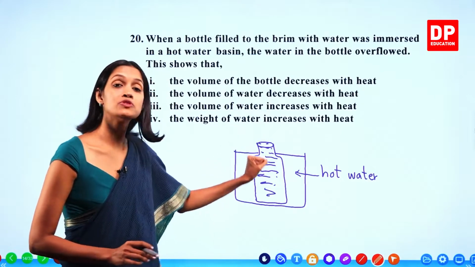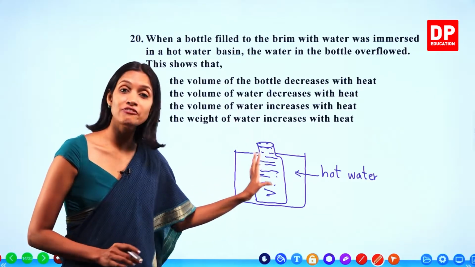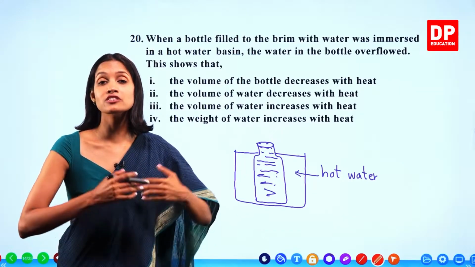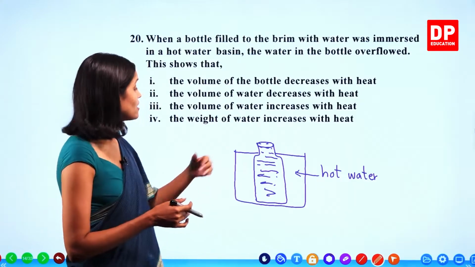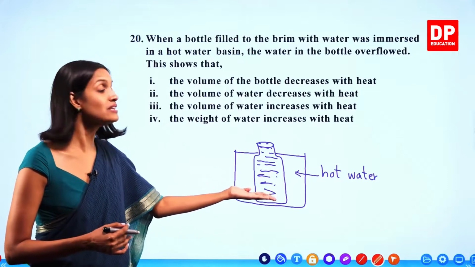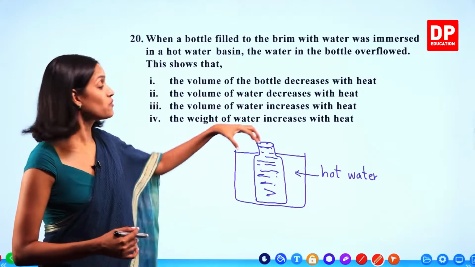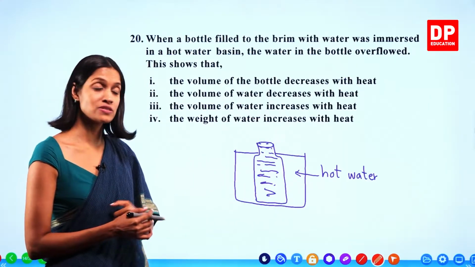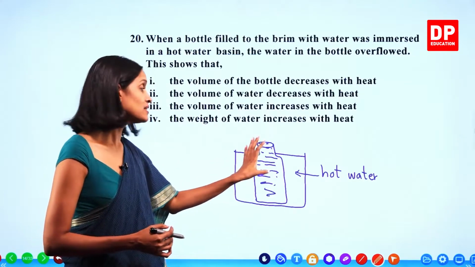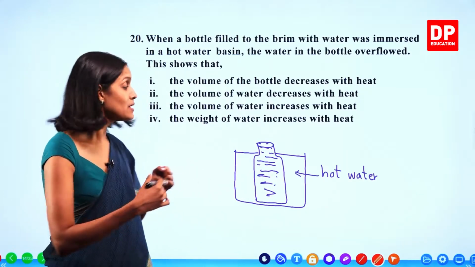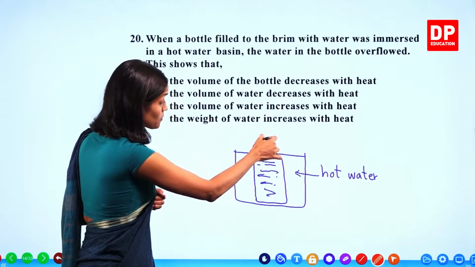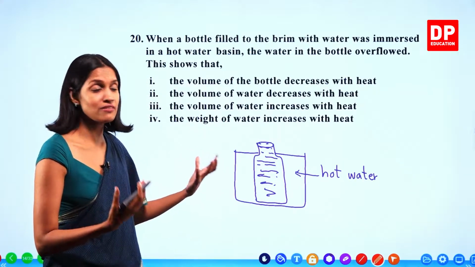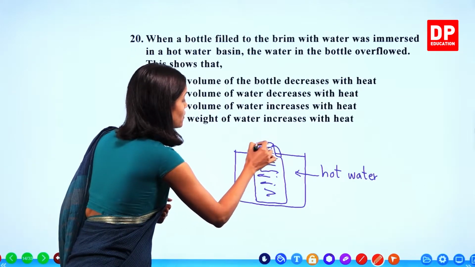Right? Because of absorption of heat, what happens to the liquids, children? They expand. So during expansion, what happens to the volumes of the liquids? The volumes increase. Right? The volume increases, therefore the increased volume goes out. So when we immerse this water bottle in a hot water basin, what happens? Because of absorption of heat, the water inside the bottle expands. Because the water is filled up to the mouth, up to the brim, the increased volume of water doesn't have anywhere else to go other than overflowing, going out.